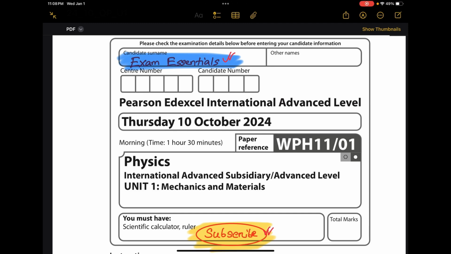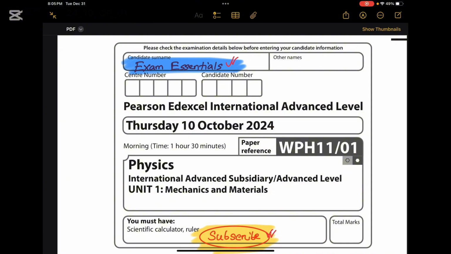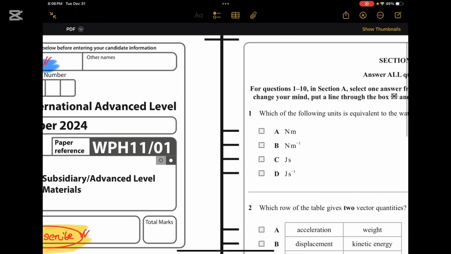Today we will solve the October 2024 Physics Unit 1 question paper. So without any further wasting of time, let's get started.